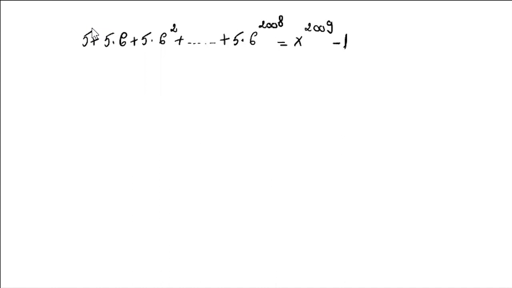In today's video, we have to find the value of x in the following equation: 5 plus 5 multiplied with 6 plus 5 multiplied with 6 at the power of 2 plus, until we have, plus 5 multiplied with 6 at the power of 2008 equals x at the power of 2009 minus 1.